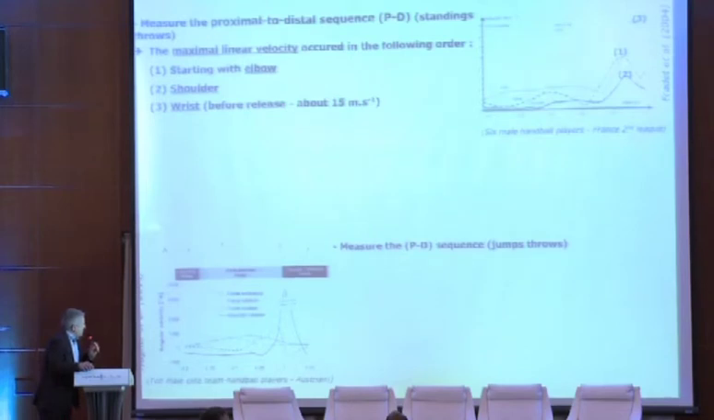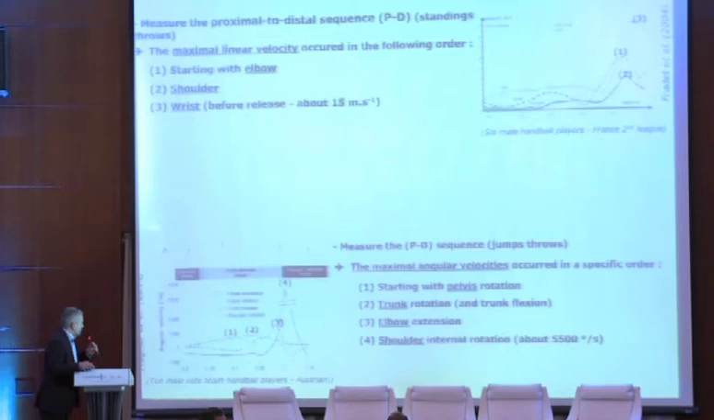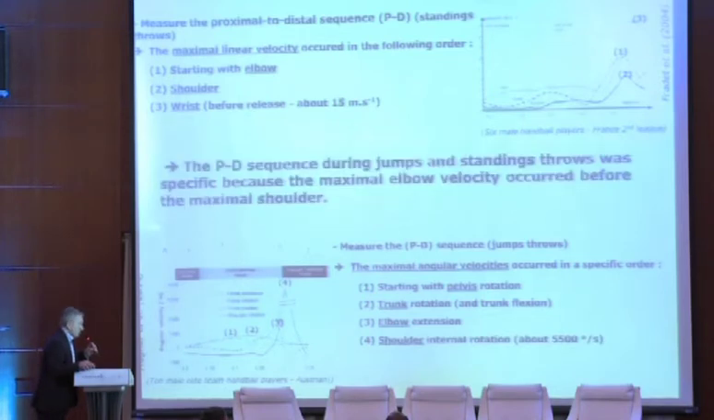Later, another author measured also the PD sequence, but during jump throw. And the main result of this study shows that the maximal angular velocity occurred in a specific order, as you can see on the figure, starting with pelvis rotation and followed by trunk rotation, elbow extension, and shoulder internal rotation. So, in conclusion of these two studies, we can say that the PD sequence during jump and standing throw was specific because the maximal elbow velocity occurred before the maximal shoulder.